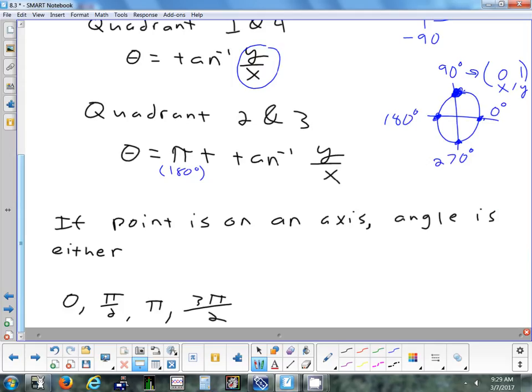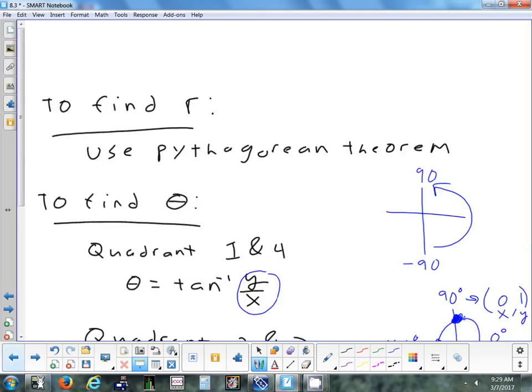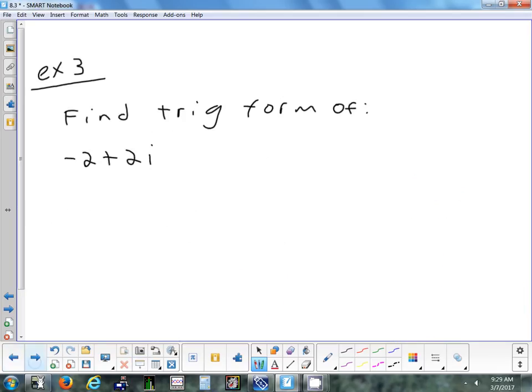It doesn't matter which one you do first. They're totally separate. So on this one, do you want to do theta first, or r first? R. Okay, we're going to do r first. R doesn't depend on the quadrant. You just use the Pythagorean theorem. It's going to work out the same. So how would I plug that into my Pythagorean theorem? If you need a picture, it would look something like this. Left 2, up 2.